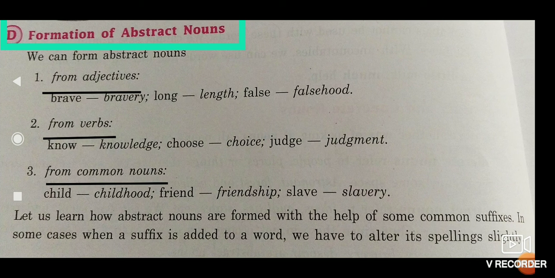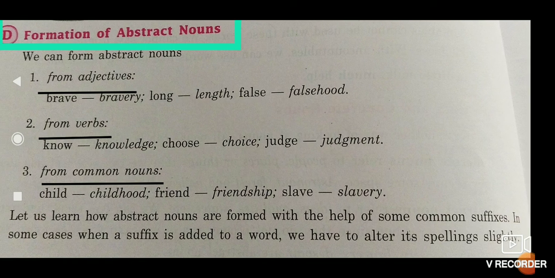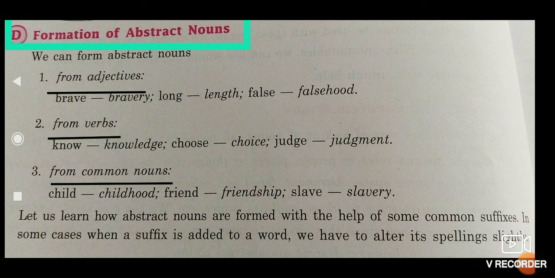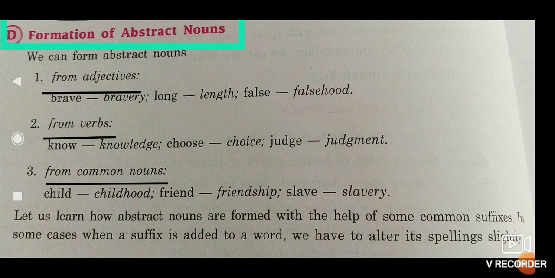Means if you are having one adjective with you, like brave, you can easily frame an abstract noun by using that adjective. And abstract nouns can be formed from verbs also, like knowledge is formed from know. Know is a verb and knowledge is an abstract noun. Abstract nouns can also be formed from common nouns like child.